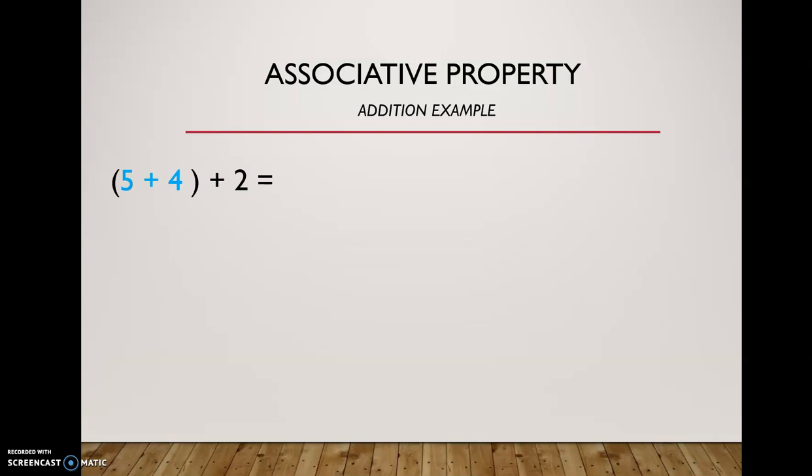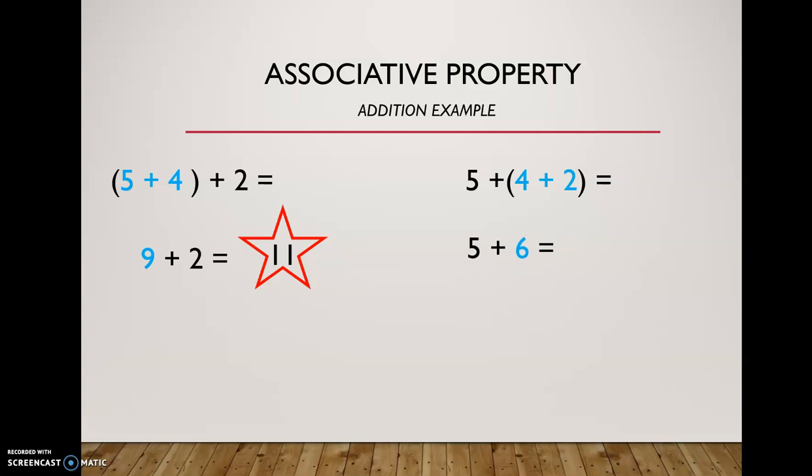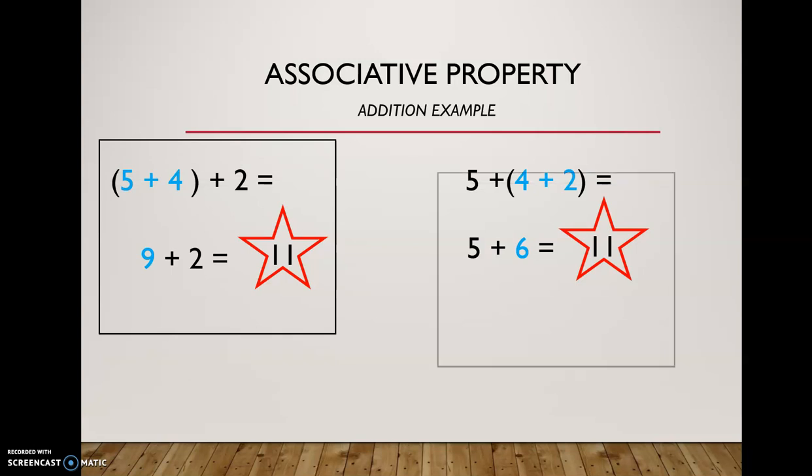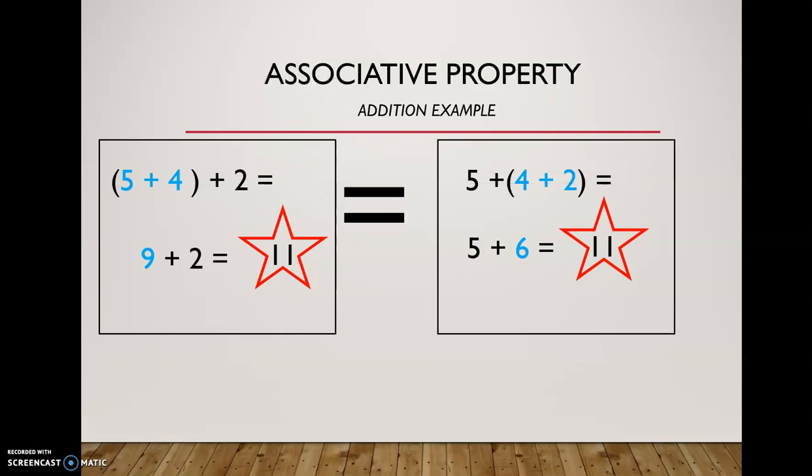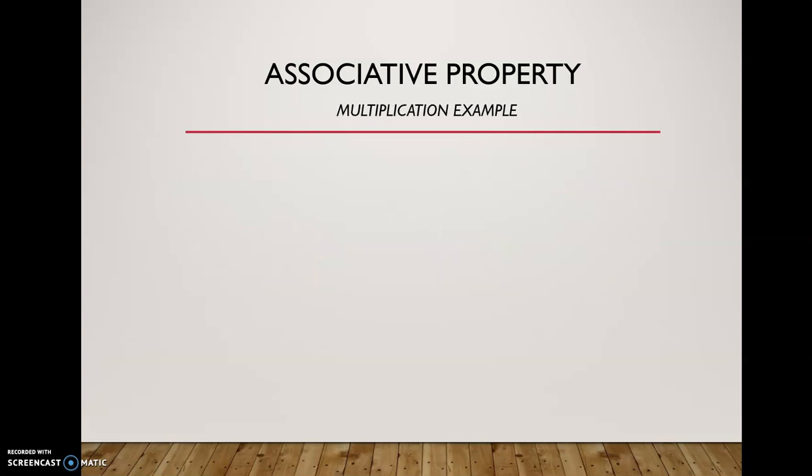So if we have 5 plus 4, in parentheses first, plus 2, we would do that 5 plus 4 first and get 9, then add 2 to that, which we would get 11. But what if we had the 4 plus 2 in parentheses first? We would add that together first and get 6, add it to 5, and we would get 11. Therefore, that means that this problem and this problem are equal. That is the associative property. They stay in the same order and the parentheses change.